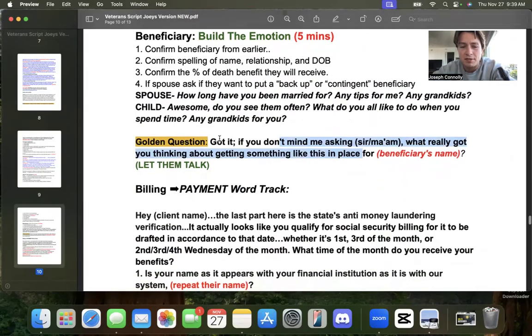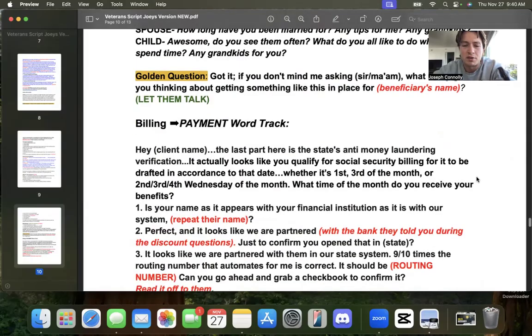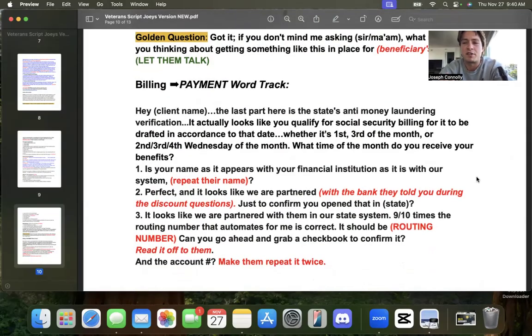And then I ask this question, I'd say, 30, 40% of the time. I'll ask this if I need to build a little bit more of the why. If you don't mind me asking, Mr. Bob, what was it that got you wanting to get some coverage like this in place for your daughter, Janice? Again, you're just trying to build the why, right? Oh, you had somebody pass away in the last couple of years. Was that a financial hardship on their family? Like, blah, blah, blah. All right, perfect, sir.